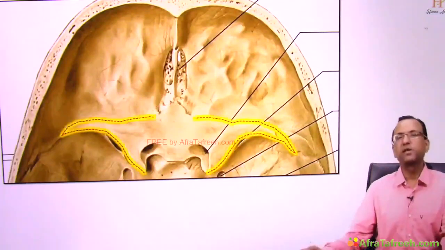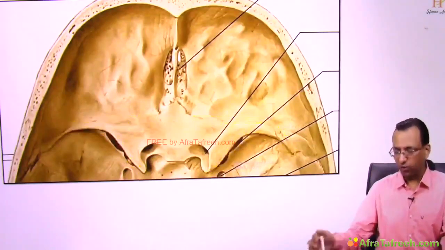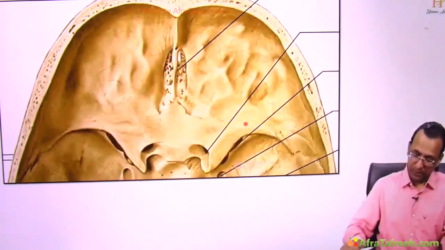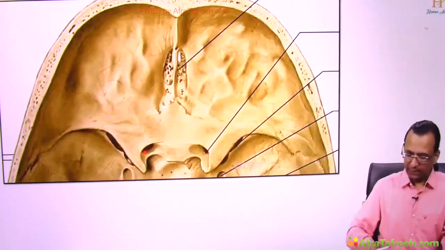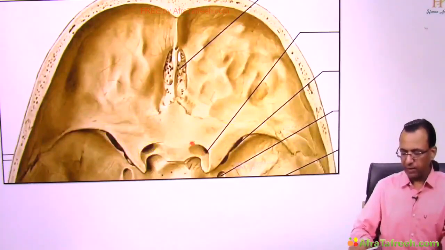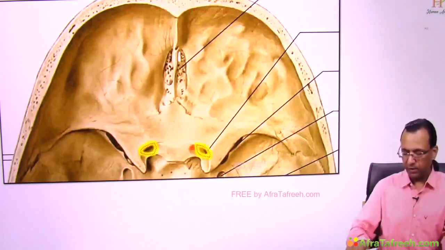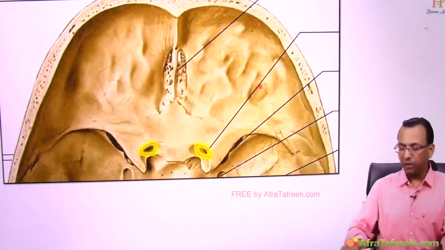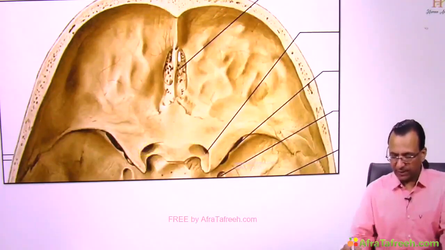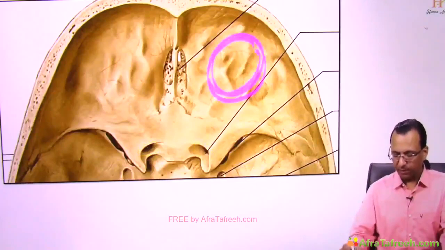Now this lesser wing of sphenoid, which is at the floor of the anterior cranial fossa and the roof of the orbit, has one opening which is called the optic canal, for the passage of the optic nerve, which comes from the orbit. The eyeball is giving the optic nerve. You're telling me the eyeball in the orbit gives the optic nerve? Yes, and that optic nerve comes out through the optic canal.